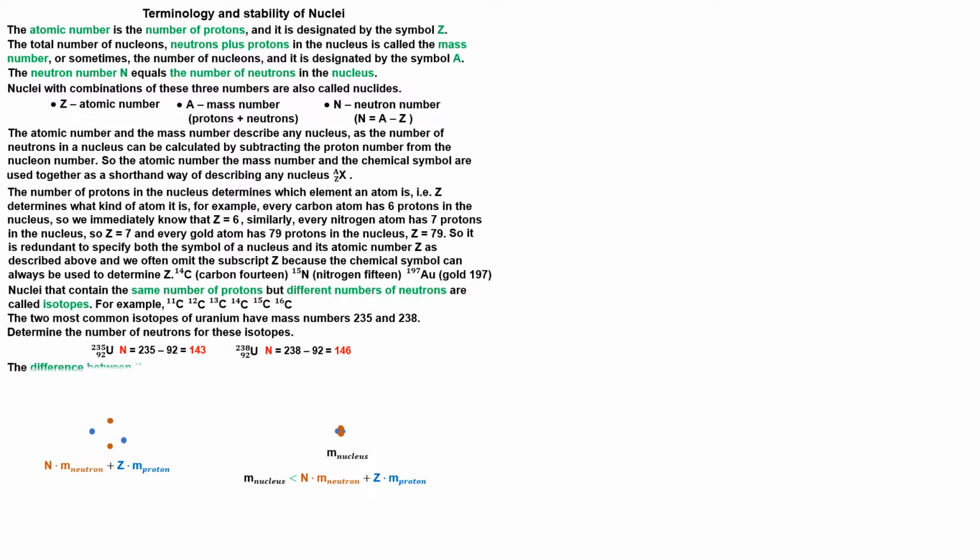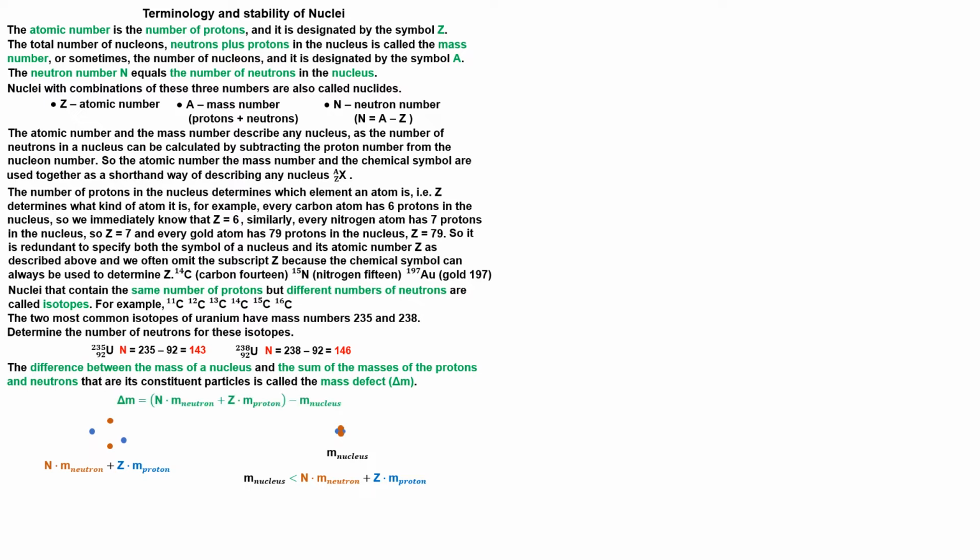The difference between the mass of a nucleus and the sum of the masses of the protons and neutrons that are its constituent particles is called the mass defect. We can put the mass defect in a mathematical way as follows. Let's solve an example to make the theory clearer.